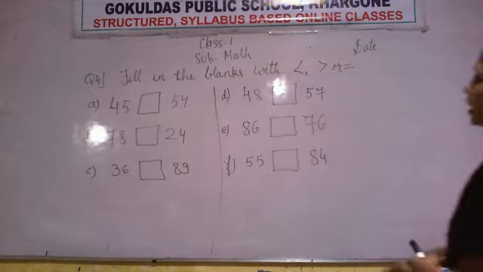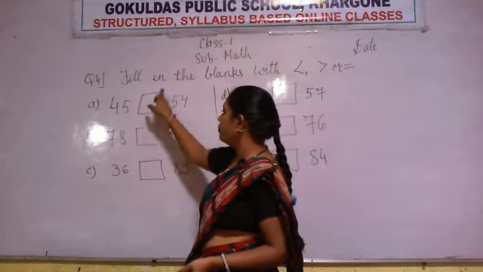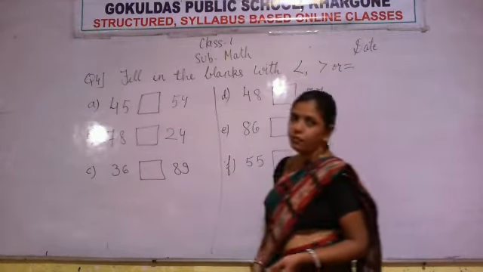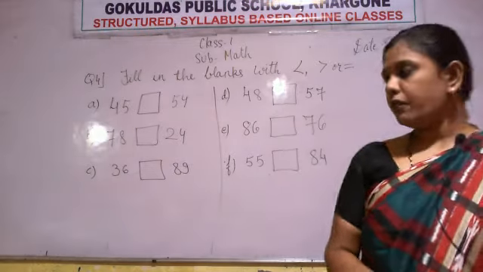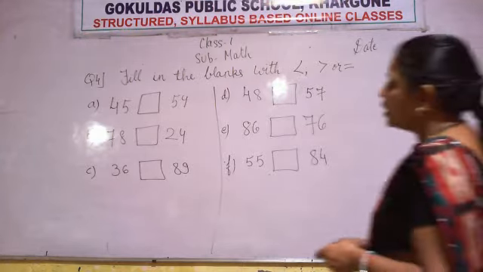Students, after writing the number, you leave one box and then make a blank box, and then again leave one box and then write 54. So that your work will look neat. Don't make a hodgepodge of your work. I hope all of you have copied the questions.